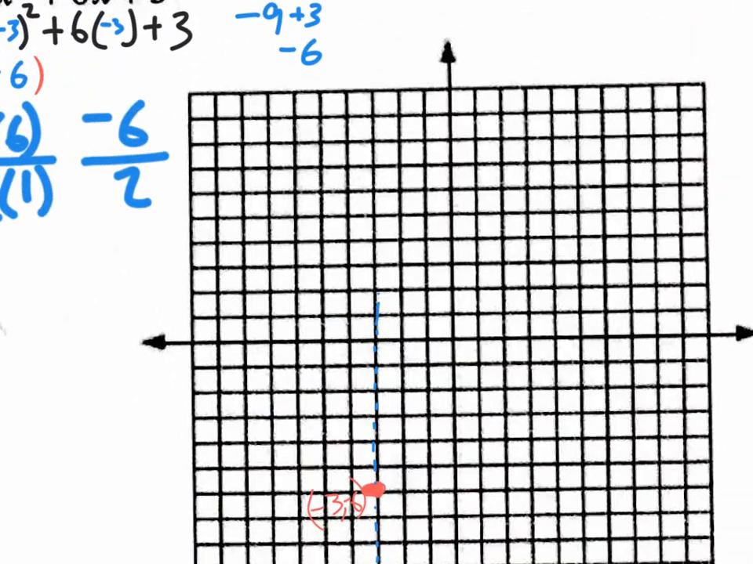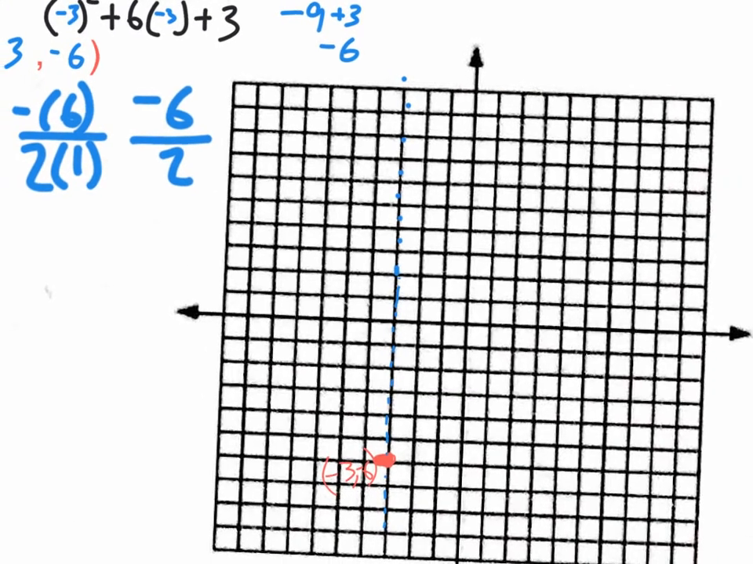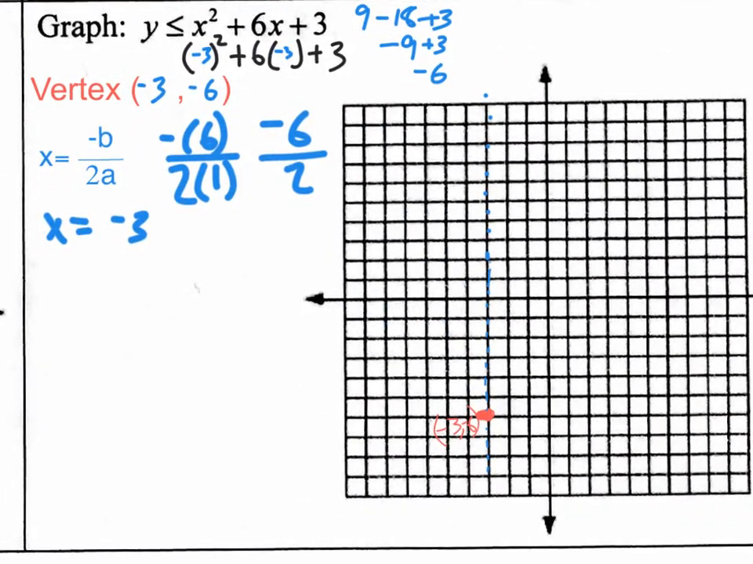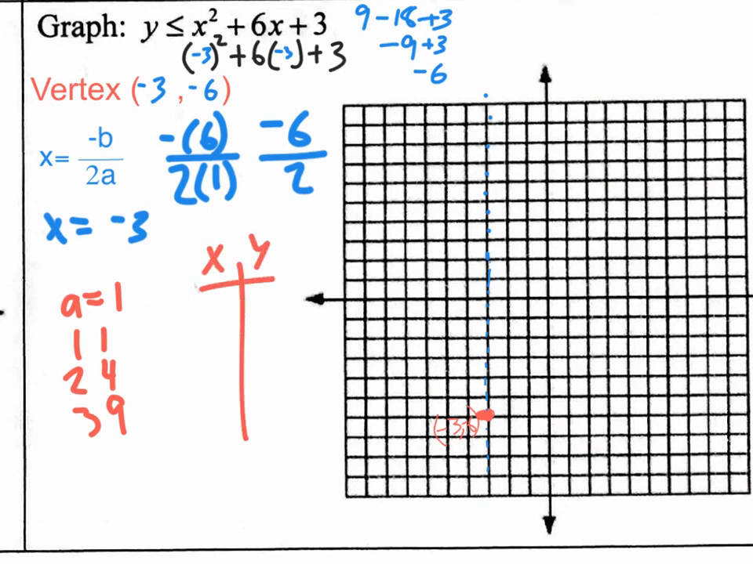So let me draw my axis of symmetry. I'm going to draw it in blue, right through there. Okay, so what do I need? I need more points. At this point, I could either use my pattern of a, which is if a equals 1, you could use the pattern 1, 1, 2, 4, 3, 9. Or you could make an XY table and plug in values for x to pull out values for y. Because the a value is 1, I'm going to use the pattern.